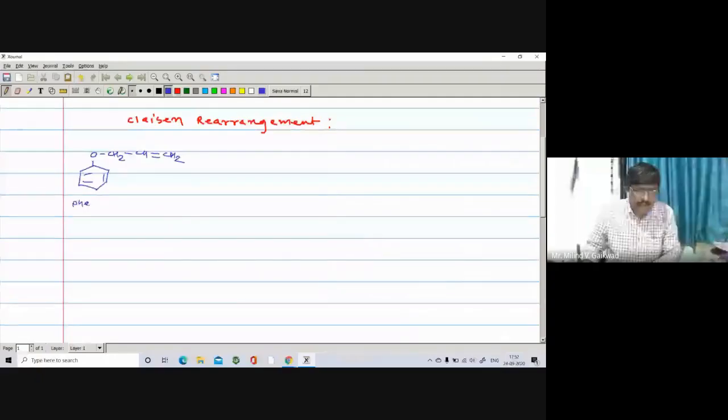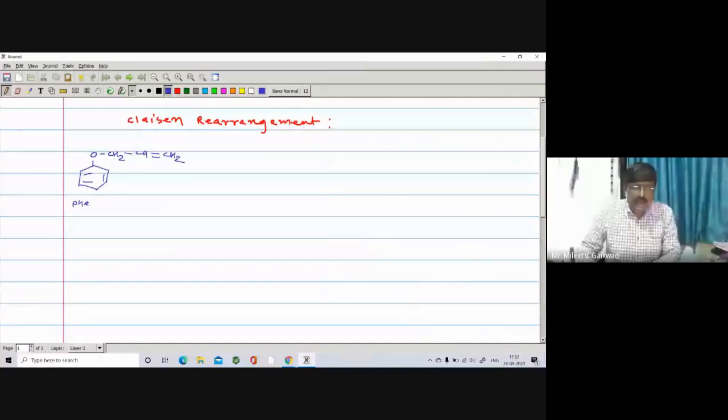phenyl allyl ether. So the starting compound is this one. Here is a benzene nucleus, here is a pi bond, and here is O, and this is the CH2, CH double bond, CH2. So it is called a phenyl, and this moiety is called an allyl. It is phenyl allyl ether.